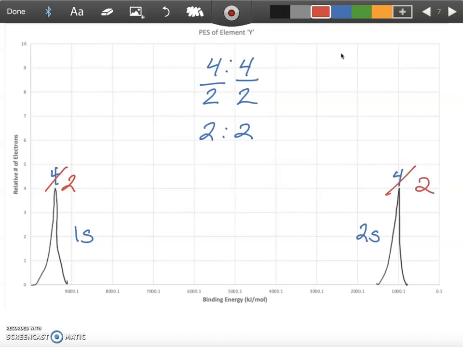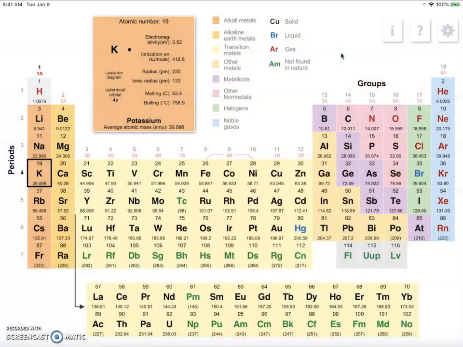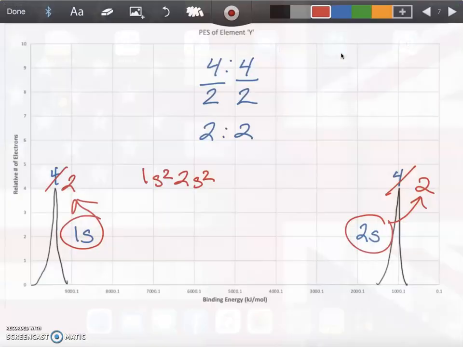Now this makes way more sense, because the s orbital can hold 2 electrons, and before the 2s orbital starts filling, the 1s orbital will fill completely. So the electron configuration for this is 1s2, 2s2. Now let's ask ourselves, what element on the periodic table has a 1s2, 2s2 electron configuration? Start at hydrogen, 1s1, 1s2, 2s1, 2s2. This mystery element is beryllium.